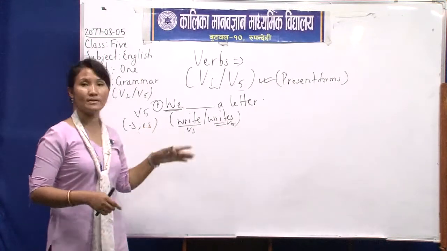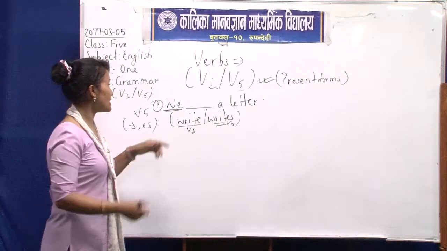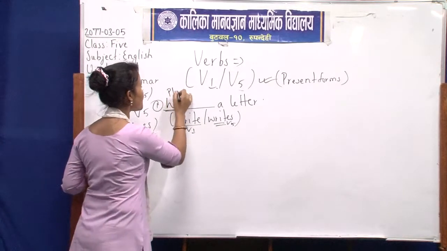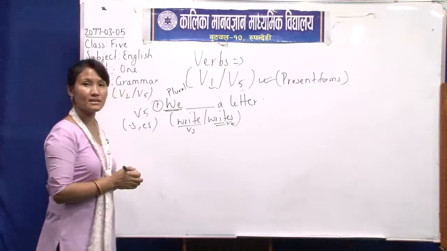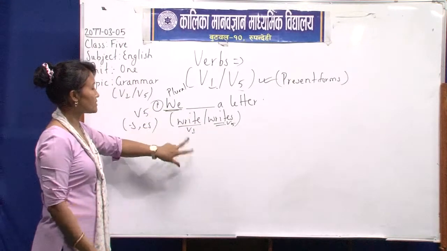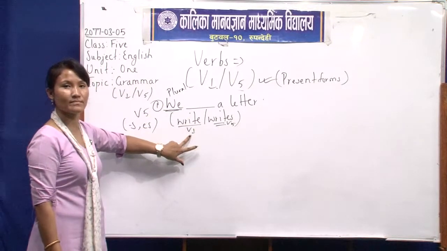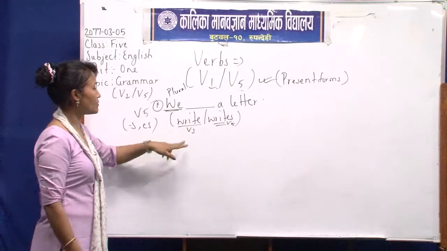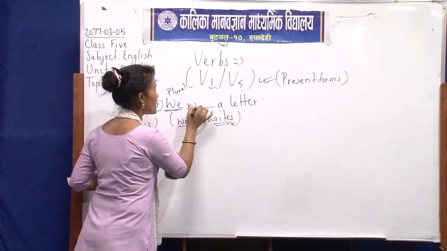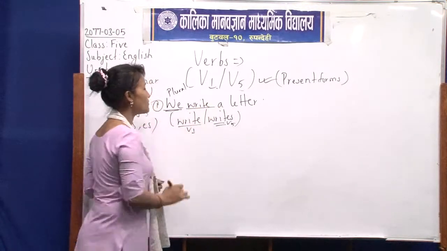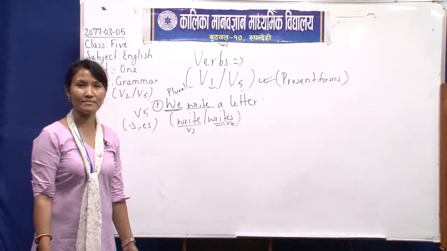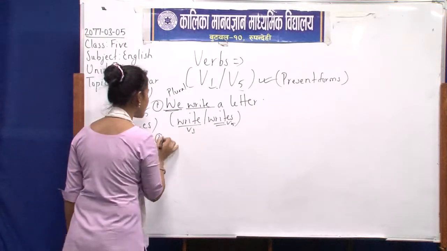We is what? More than one. So, we is plural. Plural subject takes what? Verb 1. Plural takes verb 1. So, what we are going to use? We are going to use here write. We write a letter.